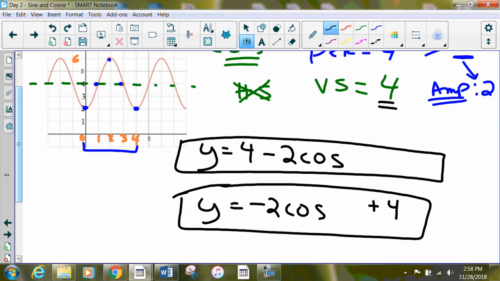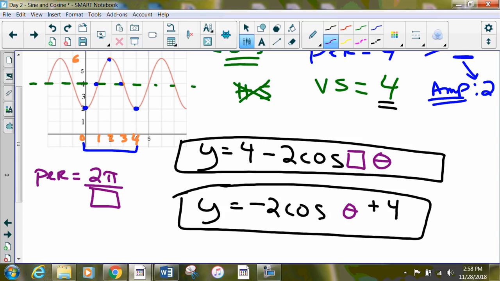We know we would be done if our period was a regular old 2 pi. If our period was 2 pi, we would just put a theta after a cosine and be done with it. But it's not. So we have to remind ourselves how we get our period. Our period is always found by taking 2 pi divided by whatever number is in front of theta. Now, we know that we have a theta here, right? We have a theta here, but we don't know what's in front of the theta, what's in the box.